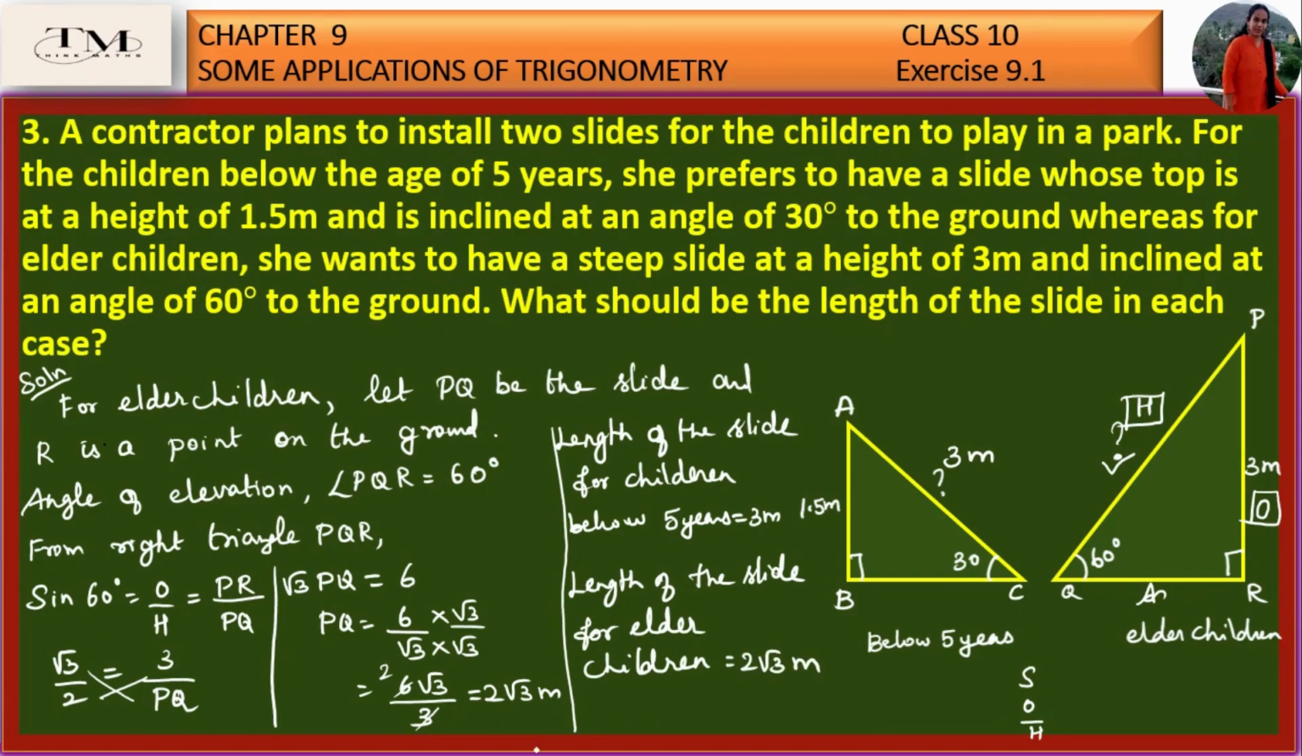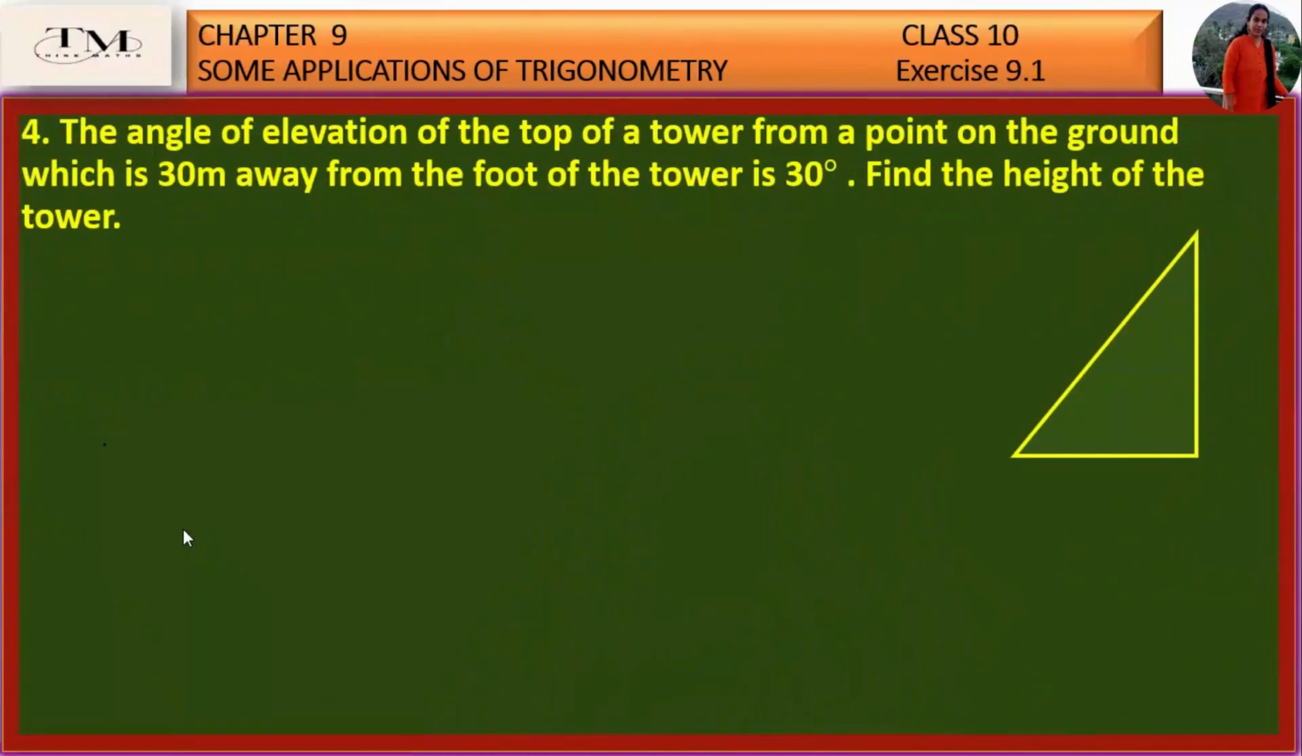Okay children, I hope you can understand this problem. So moving on to the fourth problem in the next page. What is the fourth problem? It is so simple. The angle of elevation of the top of a tower from a point on the ground which is 30 meter away from the foot of the tower is 30 degree. Find the height of the tower.